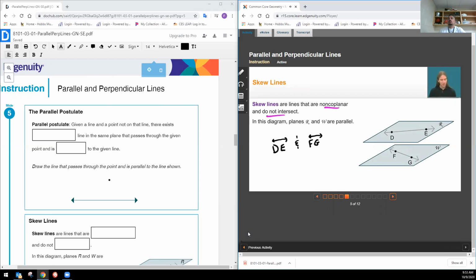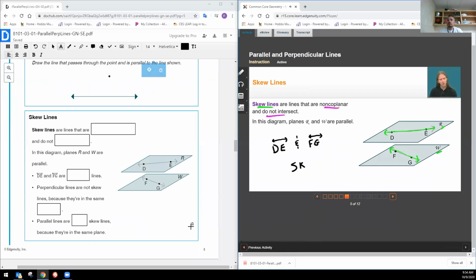So in this diagram here, we're given that planes R and W are parallel. Remember that we can think of planes as consisting of infinitely many lines. So let's just take two of them right here: line DE and line FG. If I take a look there, I can see that those lines don't ever intersect, but they're also not in the same plane, which means that these are an example of skew lines. We can write DE and FG are skew, or skew lines.